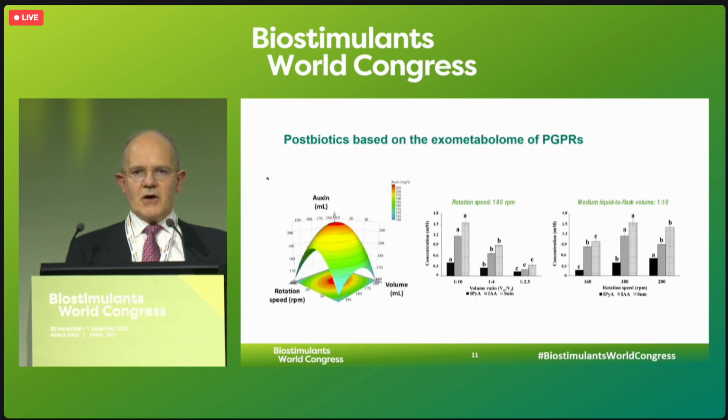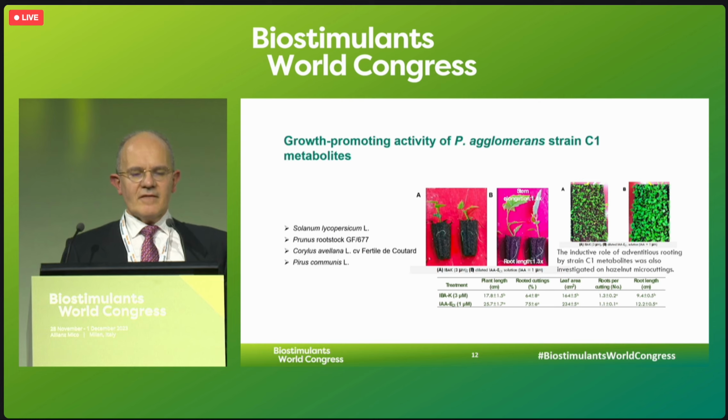When you produce postbiotics, the approach changes completely because you need a ratio of different metabolites that should be optimized to obtain a better effect. We have tested the exometabolome of Pantoea C1 grown on different culture conditions on different plant systems. This is the list of plant systems that we have used to evaluate the effect. And this is one of the examples that we have described and is related to hazelnut.